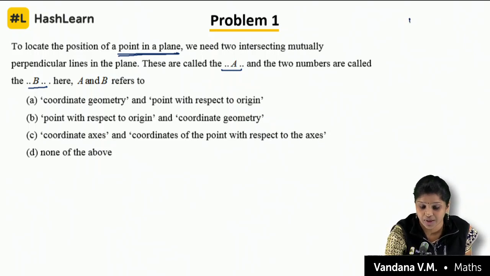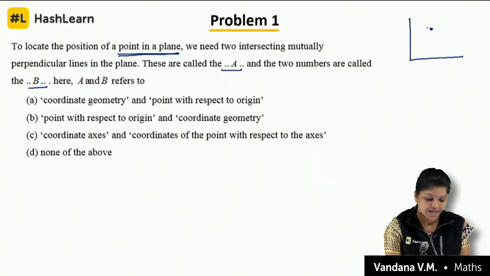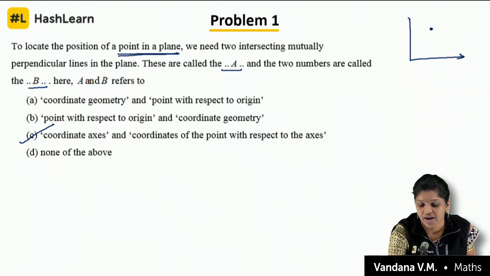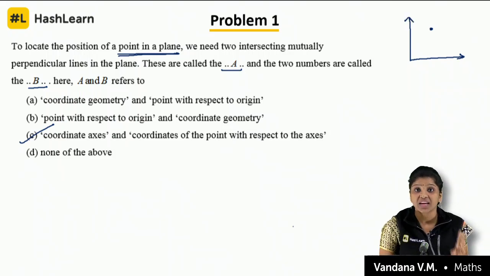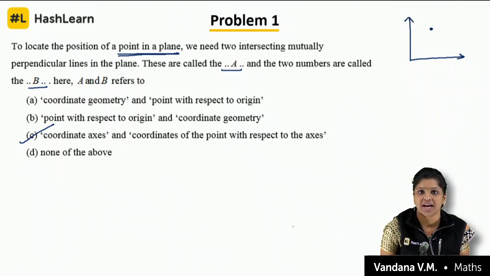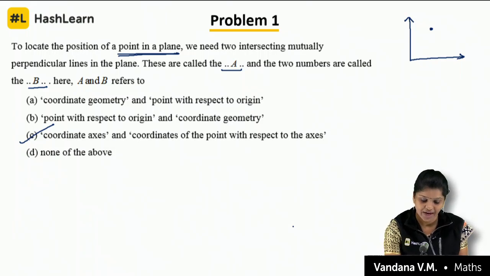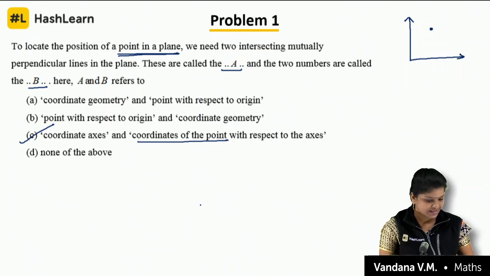So only to represent a point in a plane, what is that? Yes, Radhika, you are correct. This is called coordinate axis. If 3 are there, then I will call it a rectangular coordinate system. If only 2 are there, then I will call this coordinate axis. Very good. And this is called coordinate point. Clear? Okay, next.